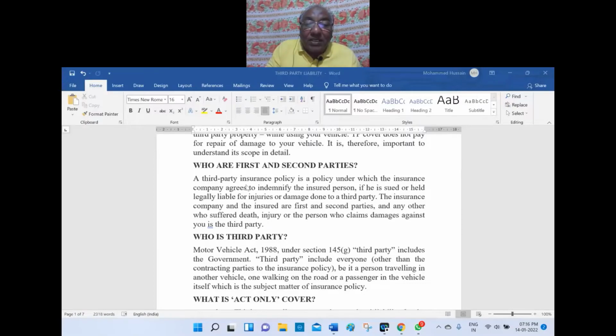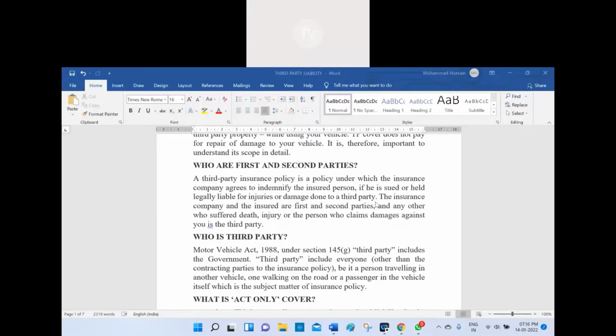A third party insurance policy is a policy under which the insurance company agrees to indemnify the insured person if he is sued or held legally liable for injuries or damage to a third party. The insurance company and the insured are the first and second party. That means the first party is the insurance company and the second party is the insured.